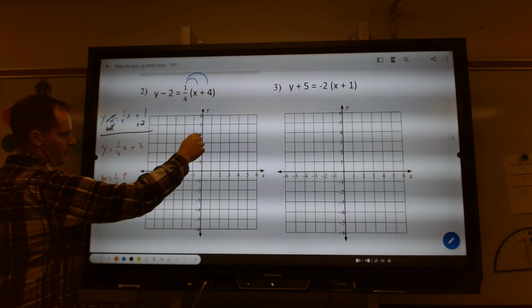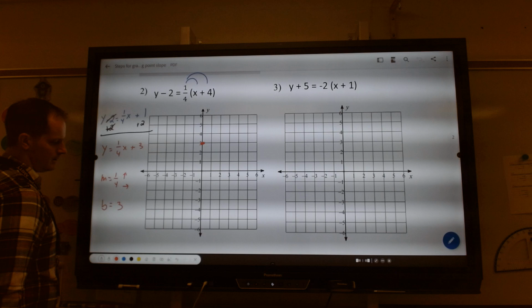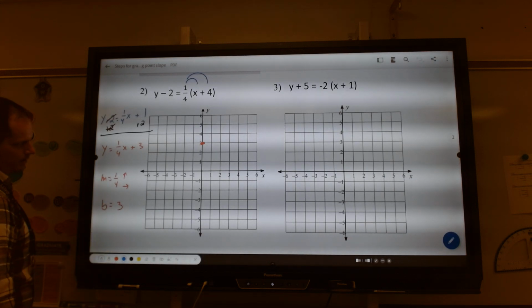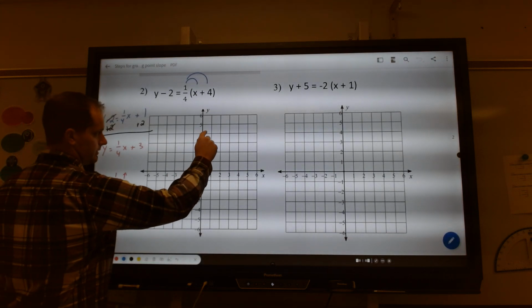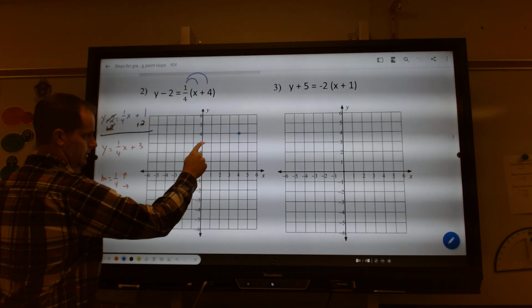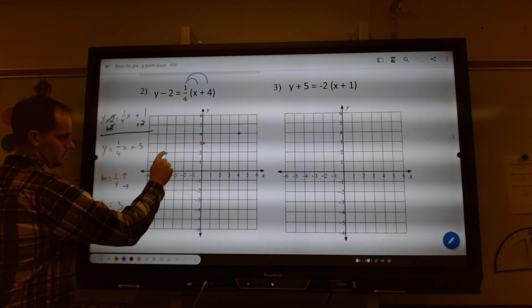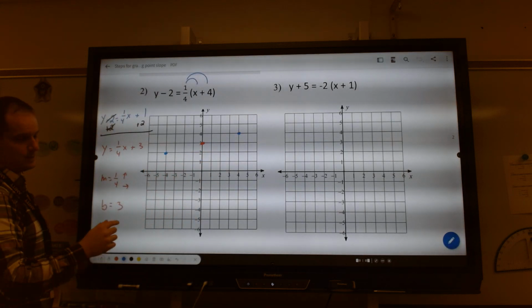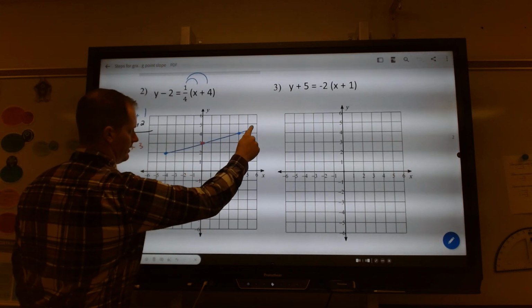So I'm going to plot my y-intercept, which is 3, and then use the slope to plot all other points. Up 1 to the right 4, and I can go down 1 to the left 4. I've exhausted all points that I can plot, connected together, arrows on the end.